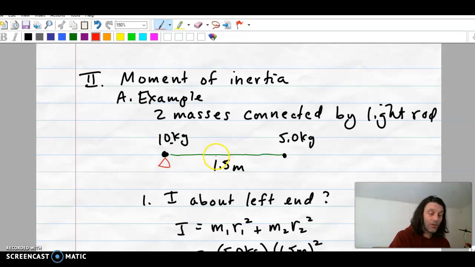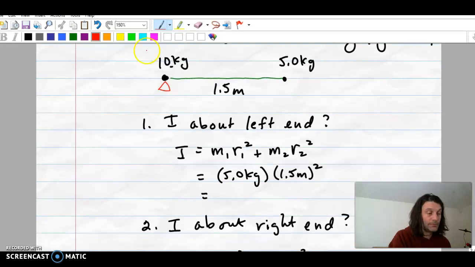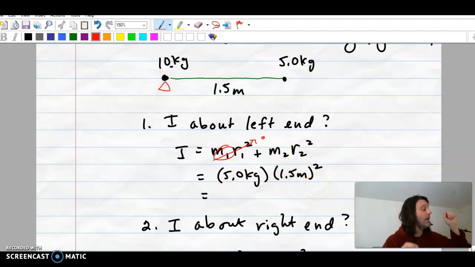If that's the case, you can visualize it going around in circles, either in the same plane as the paper, or you could visualize it coming out of and into the page, however you care to visualize it. It doesn't matter, but about that left side. Remember, the way you calculate an I is you just add up all the mr squared. So m1 is 10 times its radius. Well, that radius happens to be 0. m2 then is 5 kg times its radius, which in this example is 1.5. So that mr squared goes away to 0. This one is 5 times 1.5, but not just 5 times 1.5, 5 times 1.5 squared.